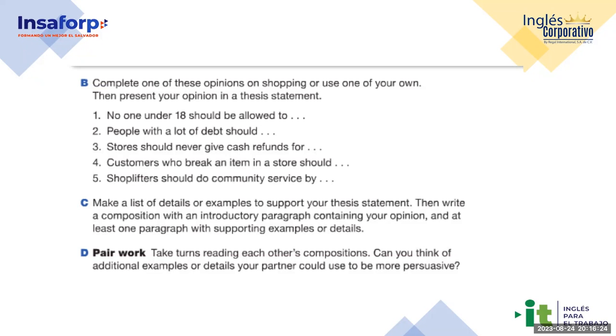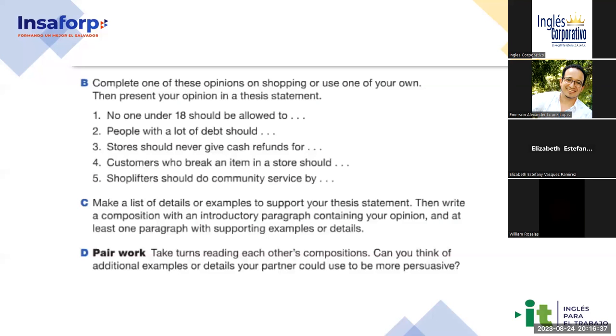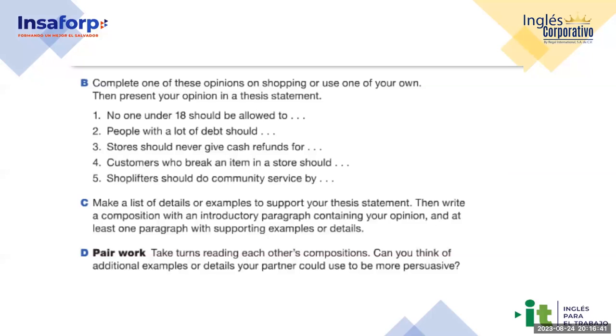Or you can select number two, people with a lot of debt should. What should people with a lot of debt do according to your opinion? So you complete the sentence in a thesis statement and then you give more detail. Number three, stores should never give cash refunds or. Number four, customers who break an item in a store should. Number five, shoplifters should do community service by. So those are the five sentences that you have in this exercise B. You just select one and then work on your paragraph following the example, supporting your thesis statement, giving details.